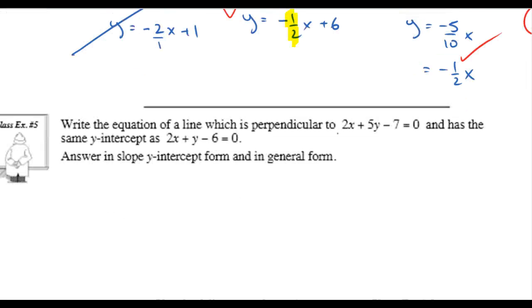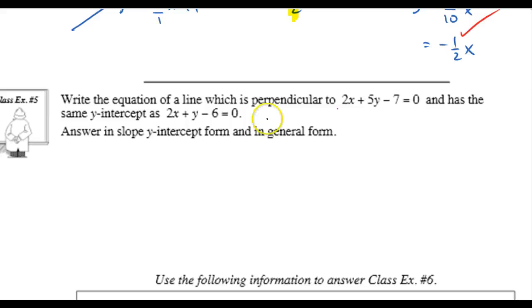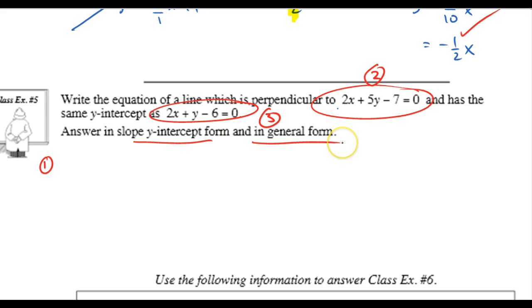Write the equation of a line which is perpendicular to this line and has the same y-intercept as this line. So we need to come up with line 1 that is perpendicular to line 2 and has the same y-intercept as this line 3. And they want us to write the answer in both forms, in y-intercept form and in general form. So a lot of algebra for us to do here.